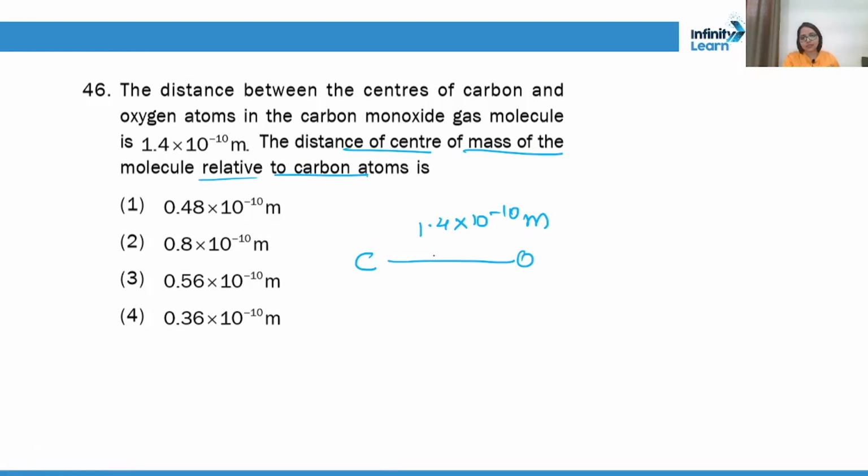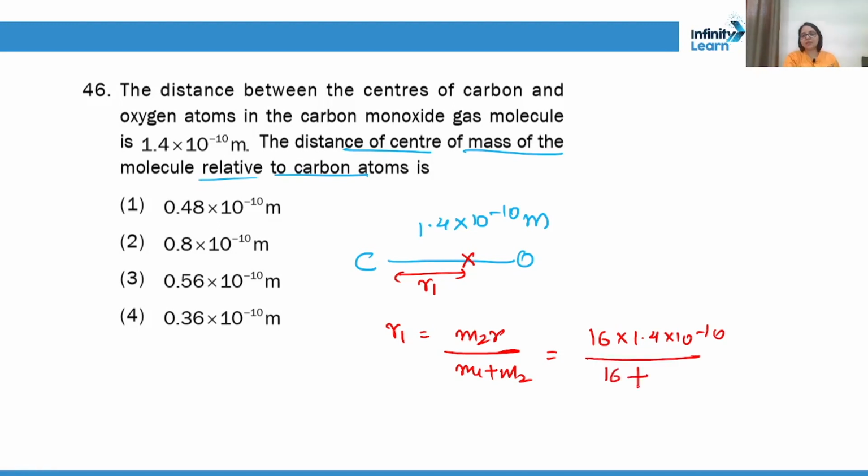Okay, so let's say this is the center of mass, and let's say this distance is R1. So we know that R1 is M2 into R divided by M1 plus M2, right? So M2 is the mass of the oxygen atom, which is equal to 16. R is the total separation, and M1 plus M2 will be 16 plus 12. So it will give you 0.8 into 10 power minus 10 meter.